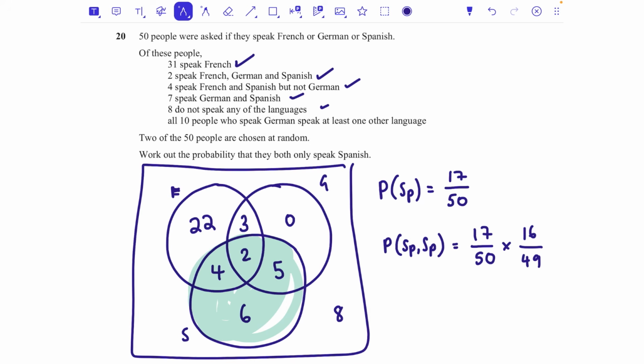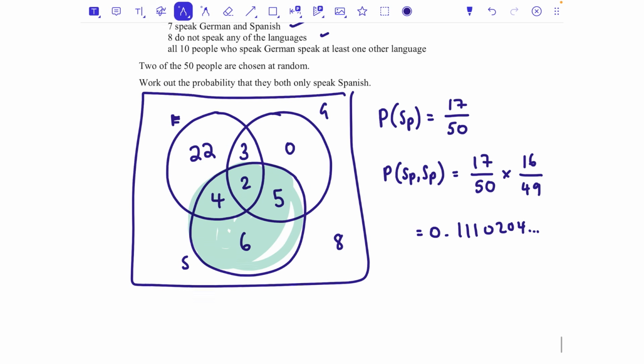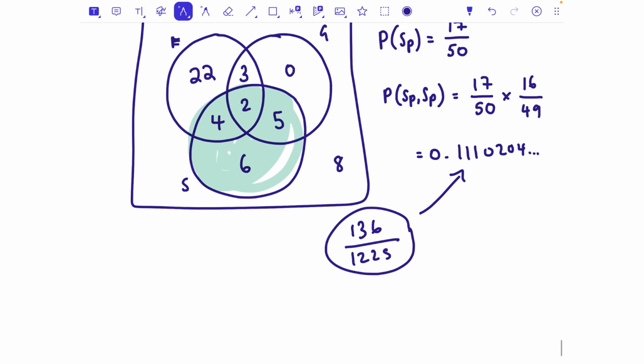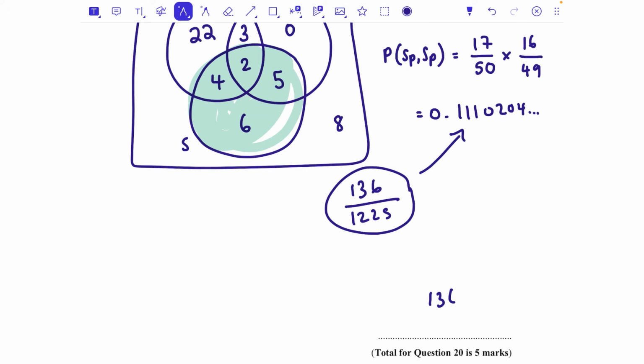So the probability of taking the first Spanish person is 17 over 50, and we're timesing that by 16 over 49 to get the probability of picking 2 people that speak Spanish. And that is 0.111024, and so on. I could have left it as a fraction, couldn't I? So 136 over 1225, that's one answer. And then as a decimal, 0.111024, and so on. This one's exact, so I think I'm going to leave it as a fraction. 136 over 1225 is your answer.